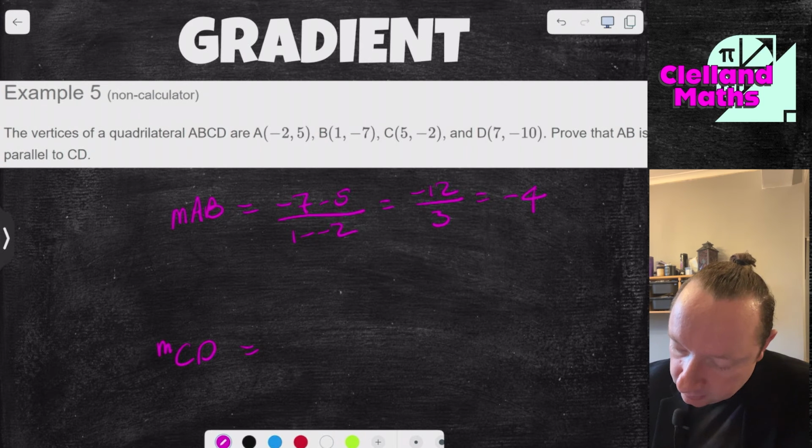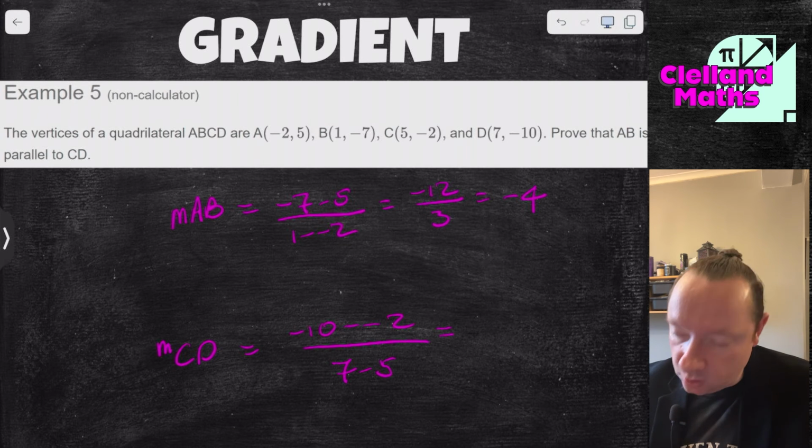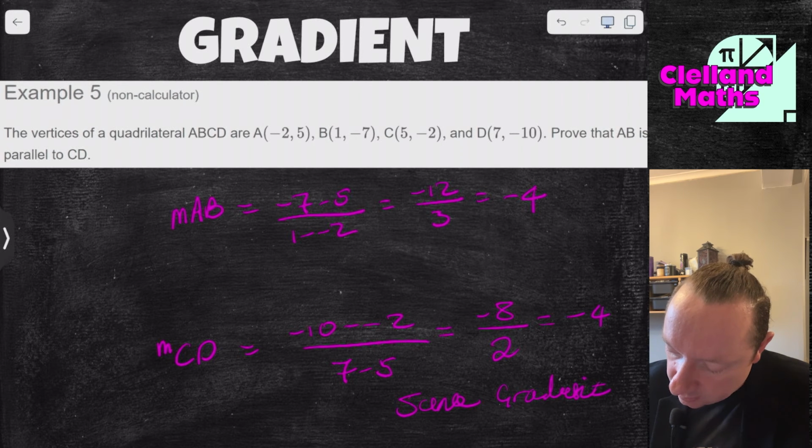C to D. Minus 10 minus minus 2 over 7 minus 5. Minus 10 minus minus 2 is minus 10 add 2, which is minus 8. Over 7 minus 5 is 2, which is minus 4. Same gradient. And we've seen earlier that that means they're parallel.